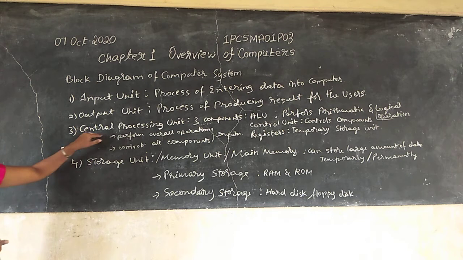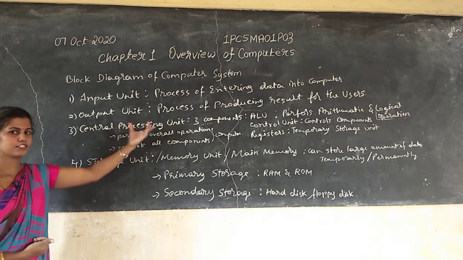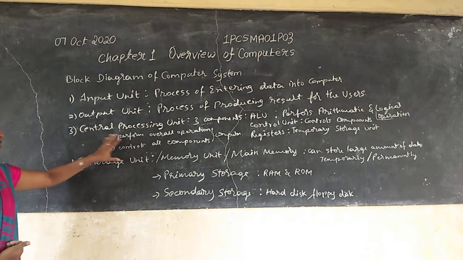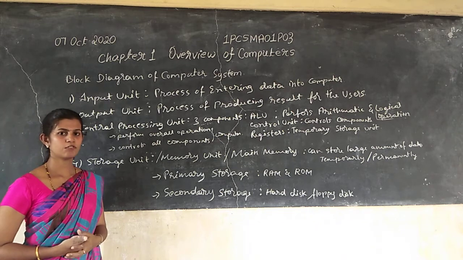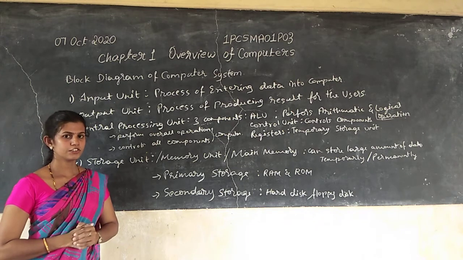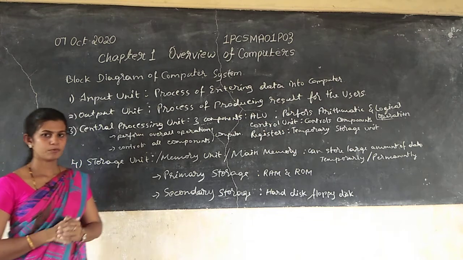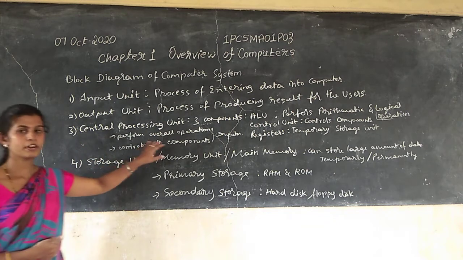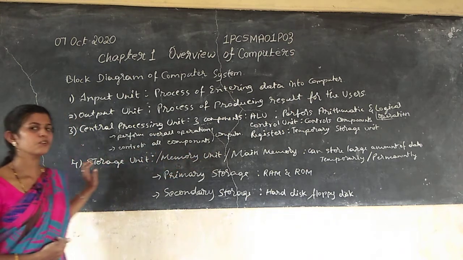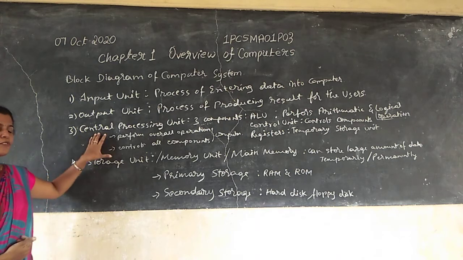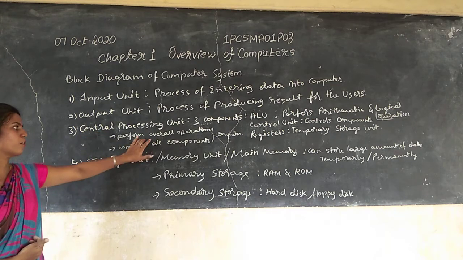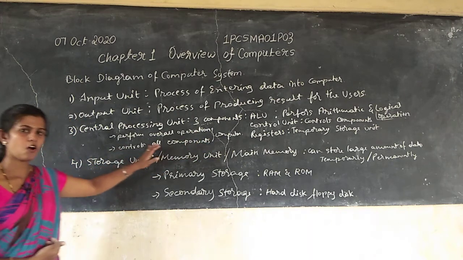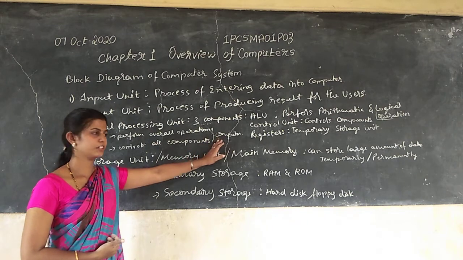Next is the central processing unit, or CPU. The central processing unit performs the overall operation of the computer, and it also controls all the components of the computer. So it is very important.